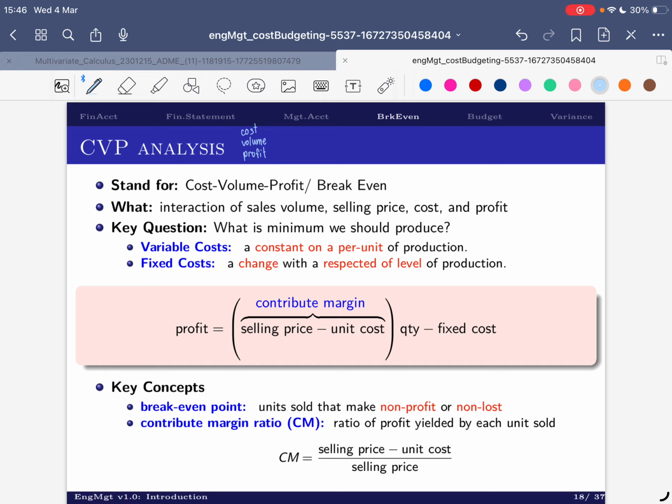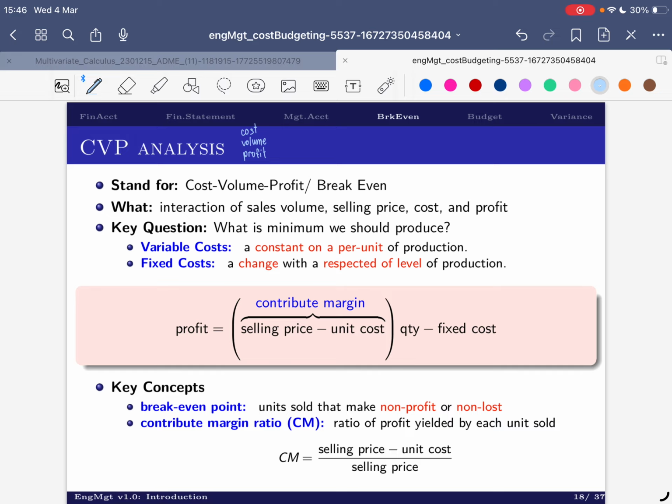The analysis is based on a simple equation: profit equals revenue minus cost. For the revenue, we consider selling price times quantity. For the cost, we have unit cost times quantity plus fixed cost. We assume that the quantity that we produce and the quantity that we sell are equal. Therefore, we can remove quantity.